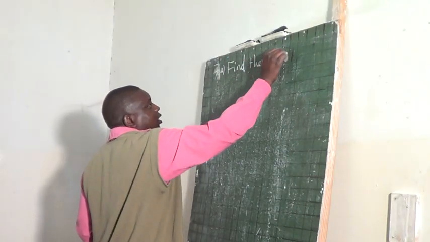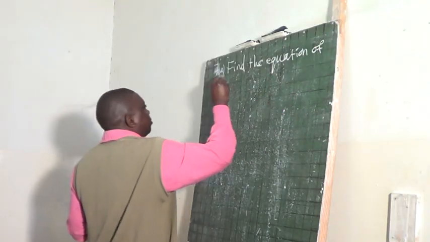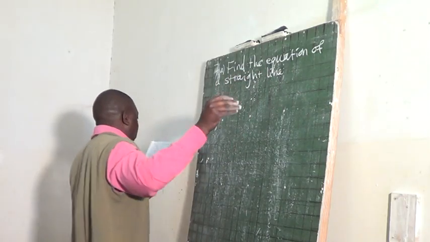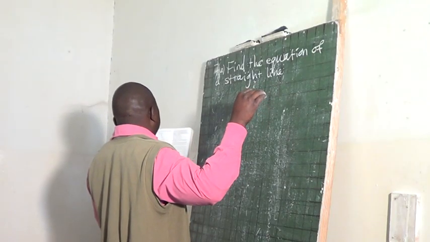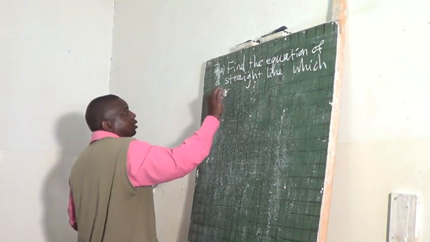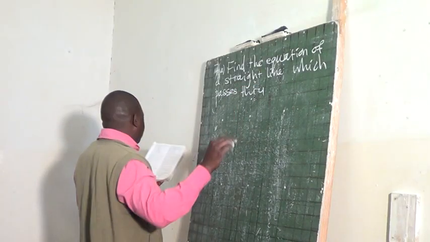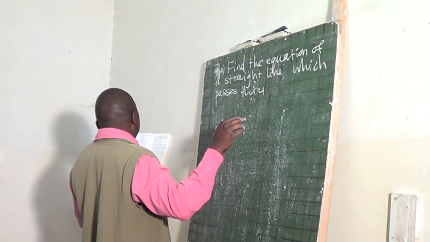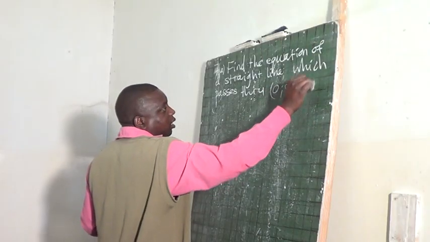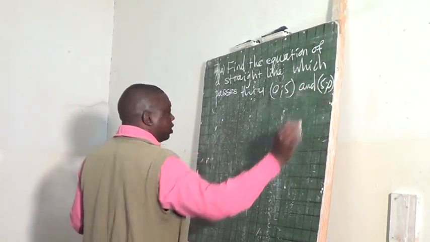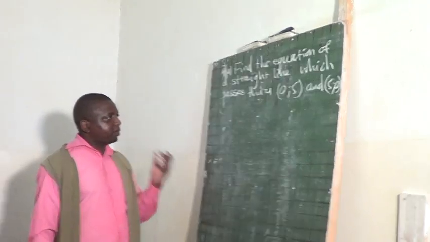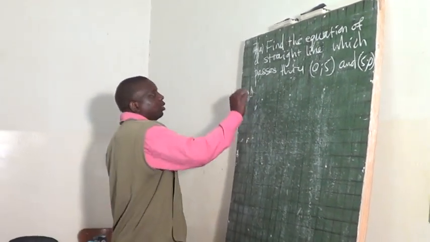Number 7. Find the equation of a straight line which passes through 0, 5 and 5, 0.